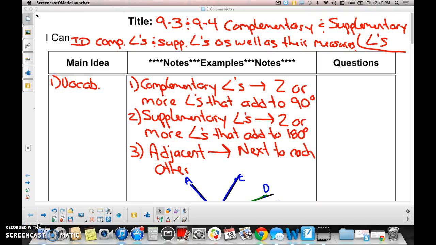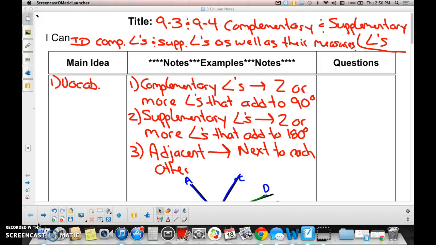William, go for it. 9.3. And what can we now do, Kiara, really loud? So we can identify what they are and what their measures are.